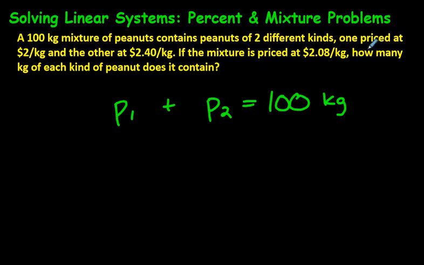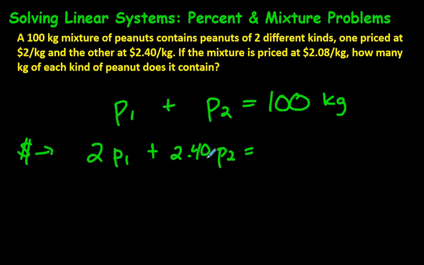So let's look here. The first kind of peanut is $2 per kilogram, so it's $2 per kilogram of peanut 1, plus $2.40 per kilogram of peanut 2. Now this second line is talking about money.